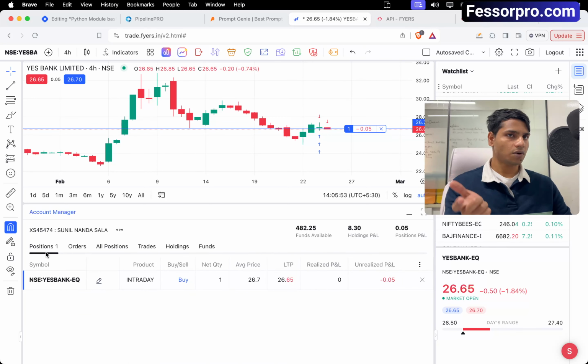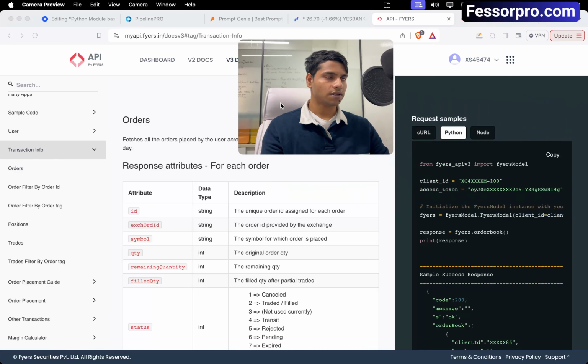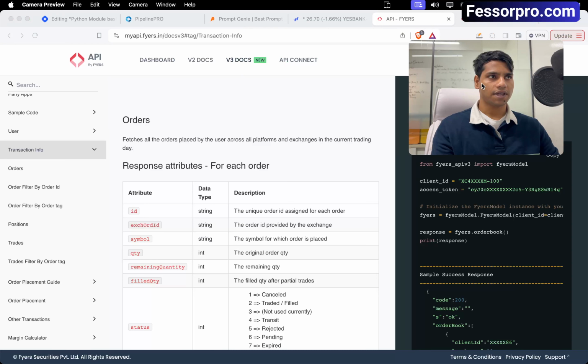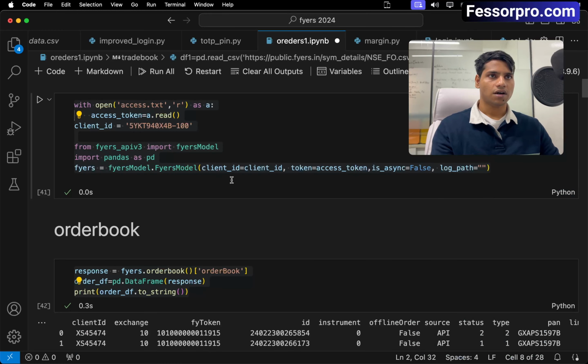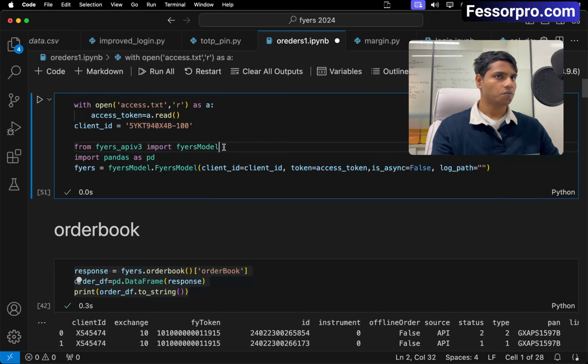Now, if you go to the documentation, first you will go to transaction info. In transaction info, if you want to get information about all the orders that you have placed, you need to call the function order book. So I have created a Jupyter file. First, I'm importing all the necessary libraries, that is the access token and my client ID. Then I'm importing the Fyers version 3 API library. Then I'm creating the Fyers object. This is the first step.